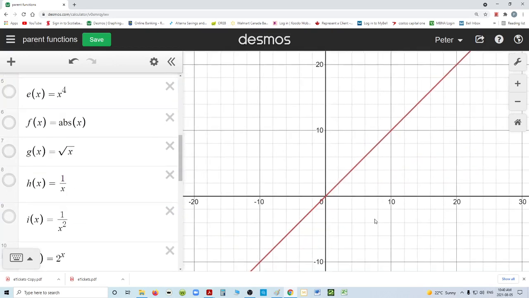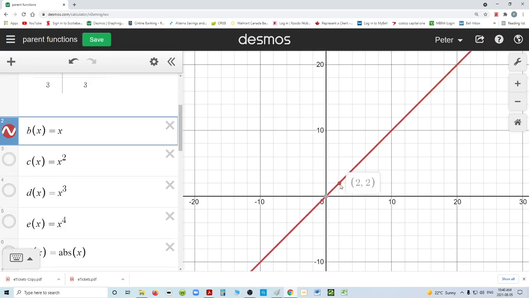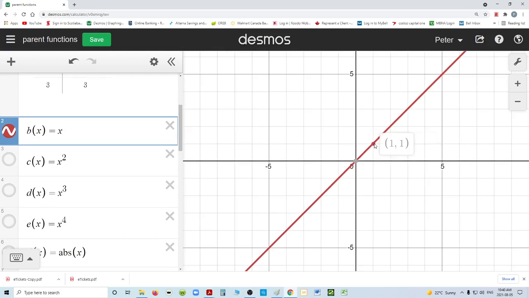Here's the line, domain and range, goes on forever, x is an element of the reals, y is an element of the reals, and learn some common points. So (2, 2), (4, 4), and I'm just going to zoom in a bit. There we go. So you get (1, 1). And once you know these common points, like 3 of them, 4 of them, goes through the origin, you'll be able to transform them no matter what.